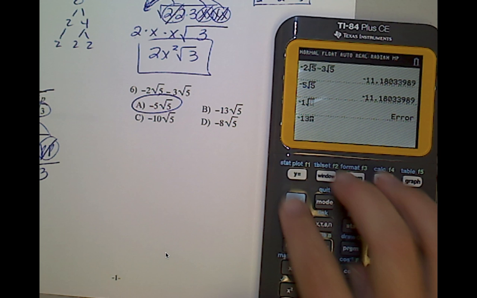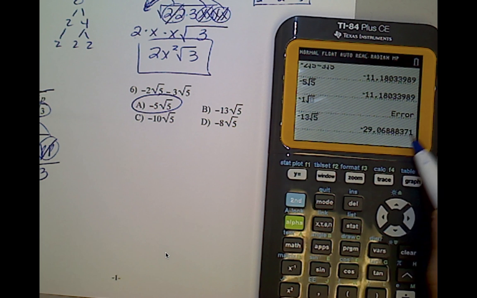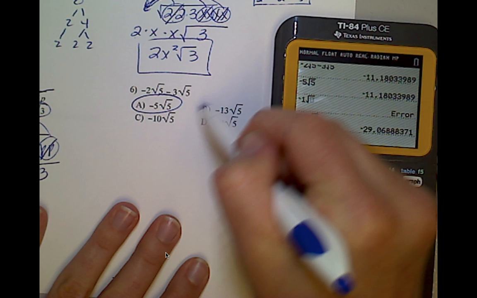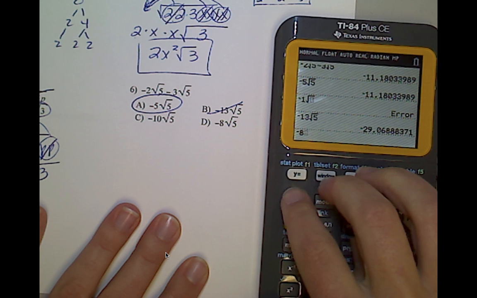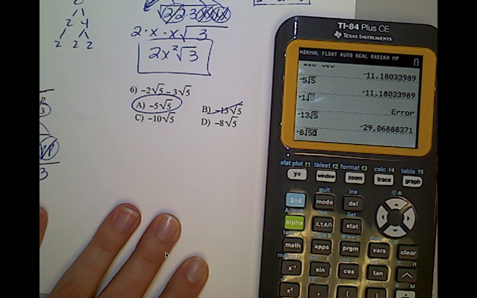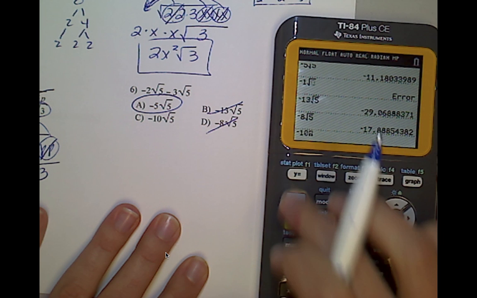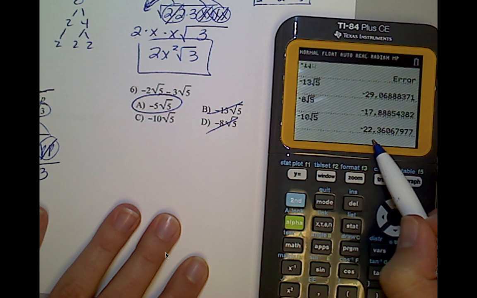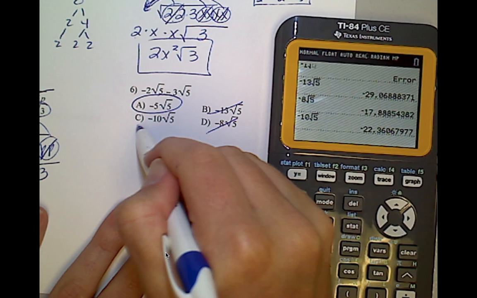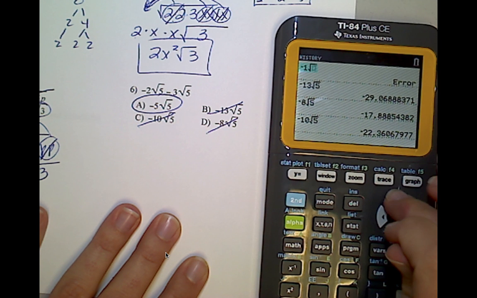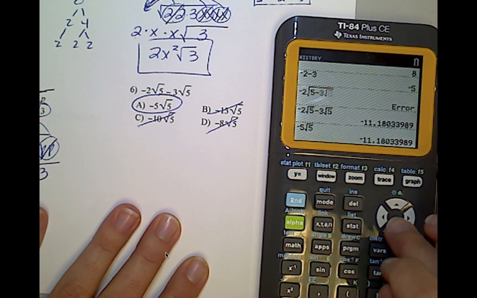Negative 13 on the square root of 5. That doesn't match it, so it's not going to be B. Negative 8 on the square root of 5. That doesn't match it once again, so it's not going to be D. And negative 10 on the square root of 5. Once again, that doesn't match because that's got a negative 22. So when I'm saying matching it, we're matching it by this one right here.